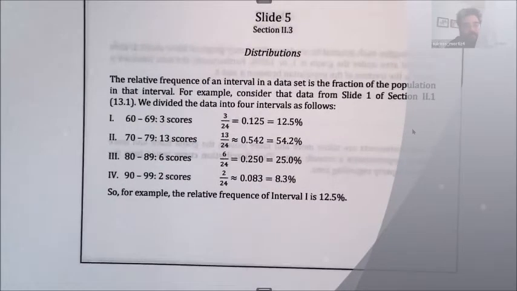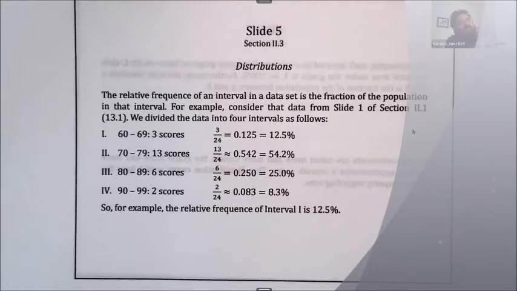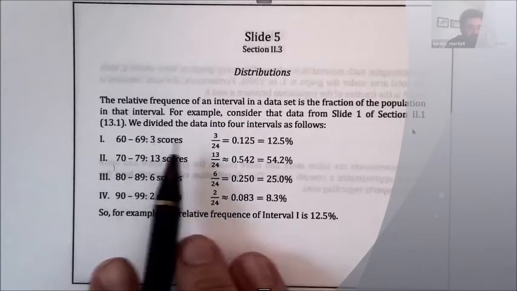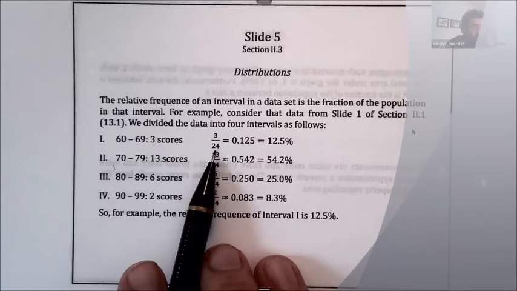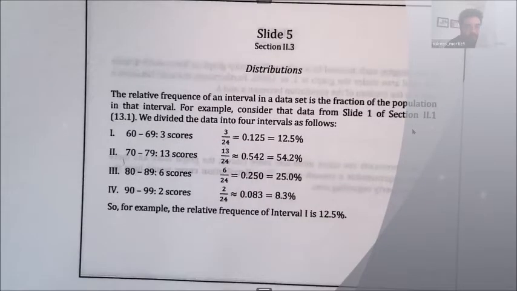When we talk about relative frequency, we don't care about the absolute amounts. What we care about is the percent of the population that is in that interval. So for example, for 60 to 69, there were 3 scores in all. Well, 3 out of 24 was in that interval. 3 out of 24 is 0.125, which is 12.5%. And similarly for the other intervals.